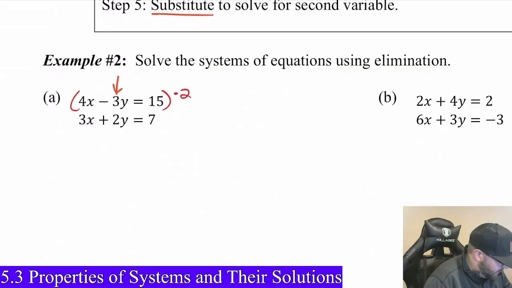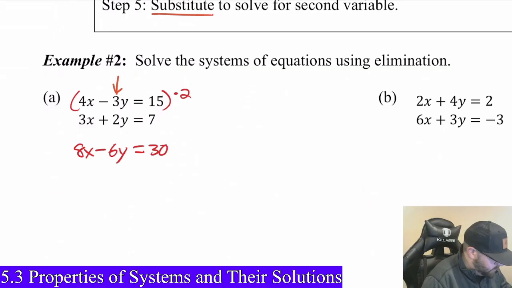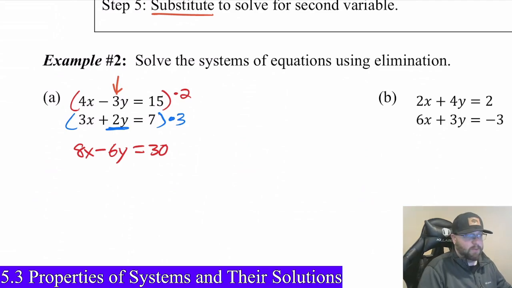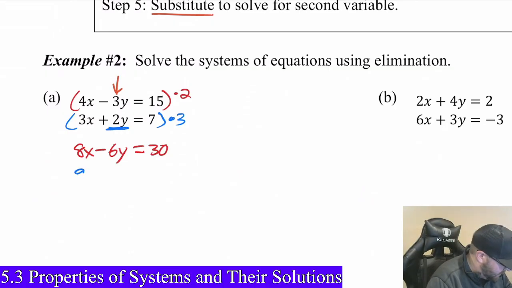We're going to get 8x minus 6y equals 30. And the second equation, we want to multiply by 3, because remember our goal is to get rid of the y, so we want to turn that into a positive 6y. So we get 9x plus 6y equals 21.